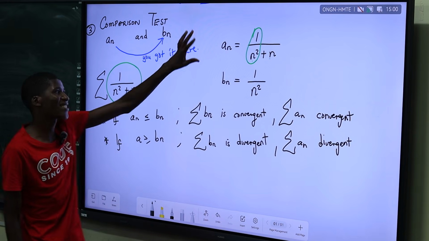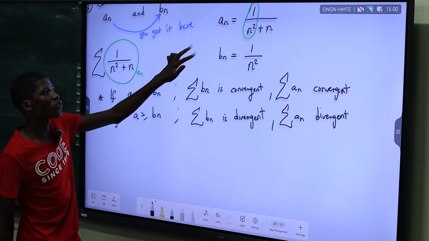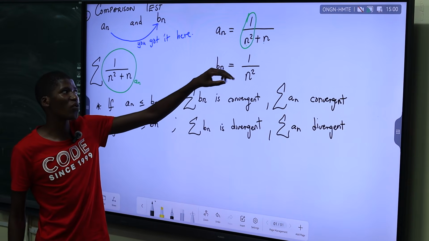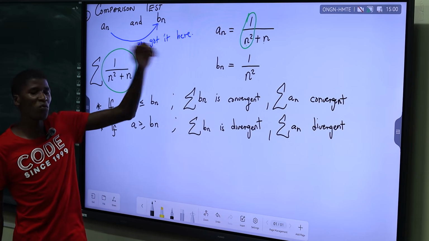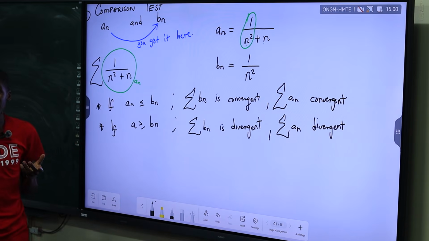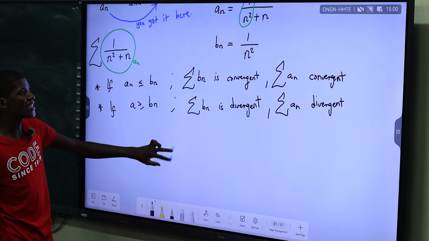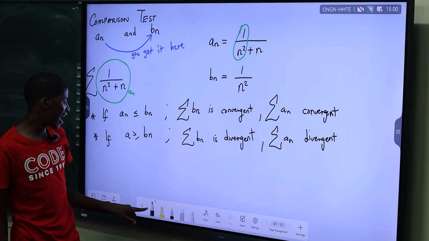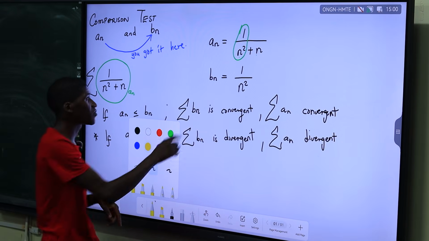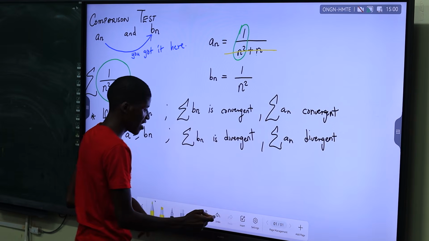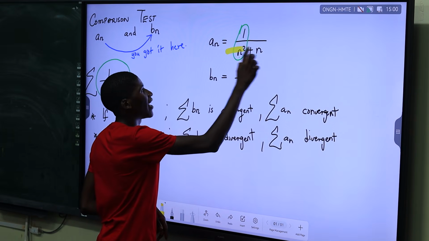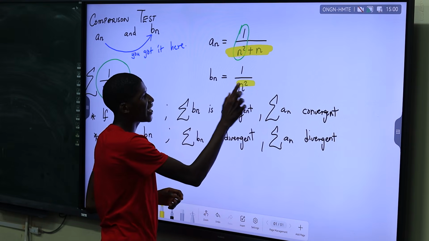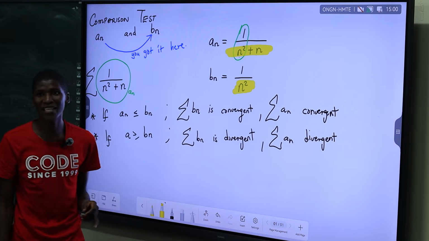In this case, comparing here, UAN is 1 over n squared plus n. UBN is 1 over n squared. Which one is bigger than the other, UAN or UBN? How did you see that AN is bigger than UBN here? If we look at the denominator, it is n squared plus n. But for UBN, our denominator is only n squared.